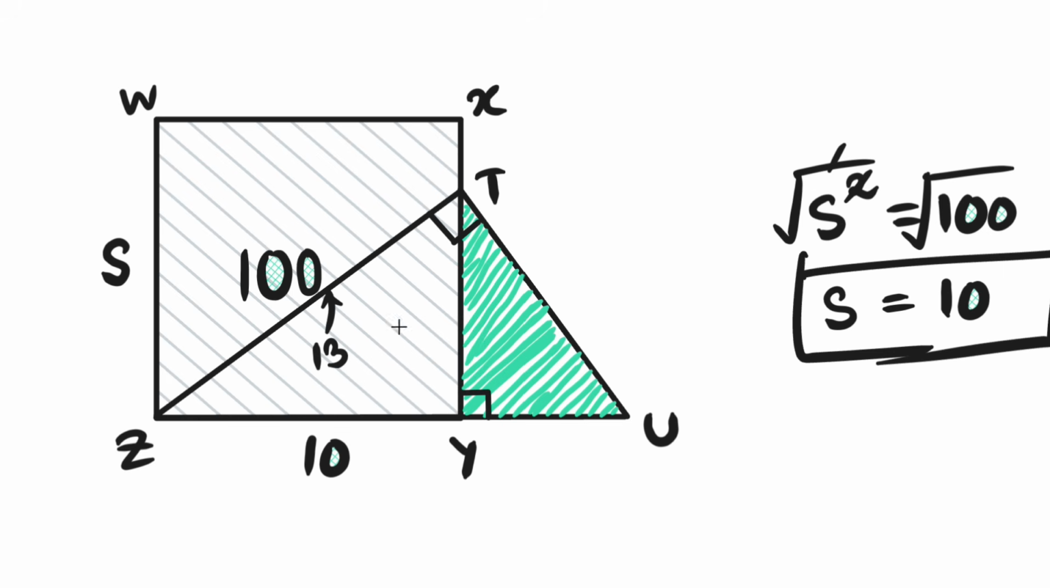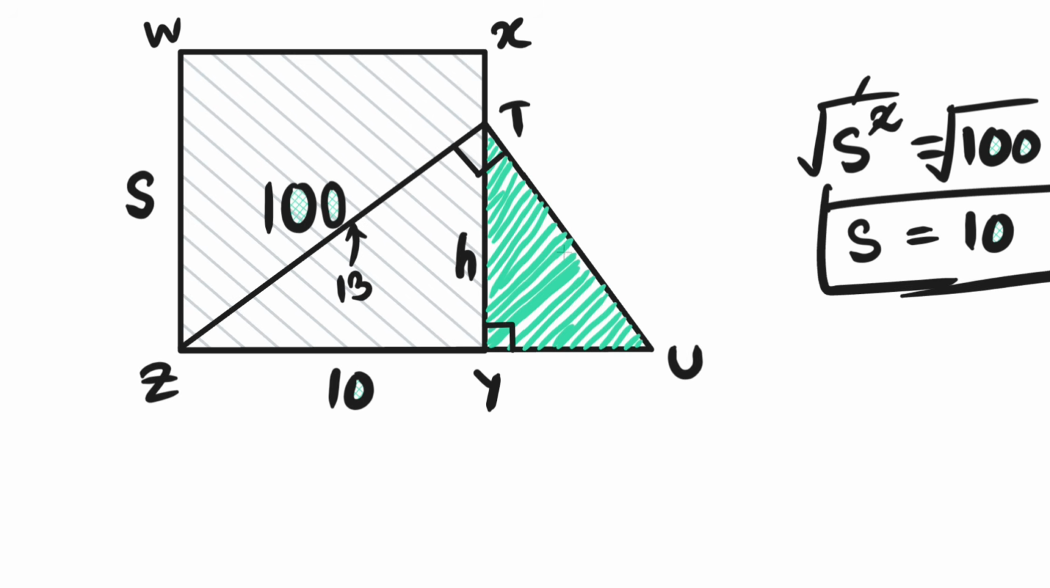Because WXYZ is a square, its adjacent sides are perpendicular. Therefore, side ZY is perpendicular to side YT, which means triangle ZTY is a right triangle with a right angle at Y. We know that ZT is 13 units, and we just found that ZY is 10 units. Let's call the unknown length YT lowercase h, since ZT is opposite the right angle. It is the hypotenuse of triangle ZTY.